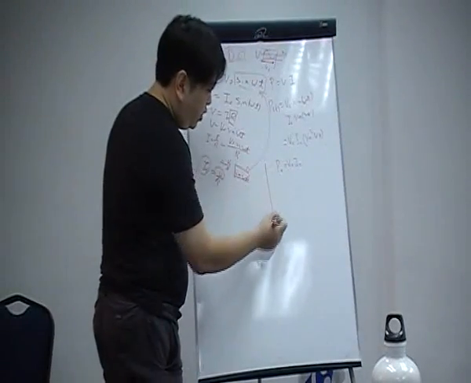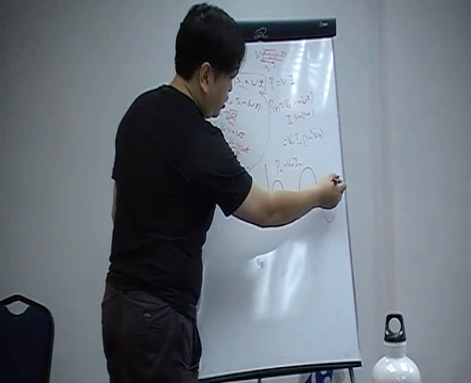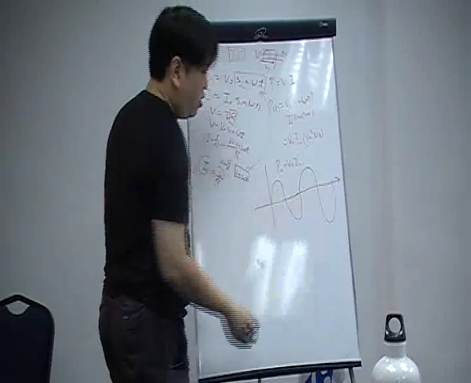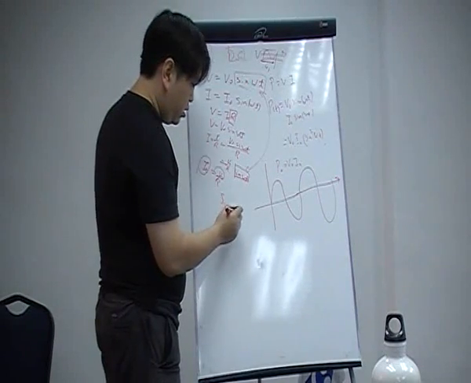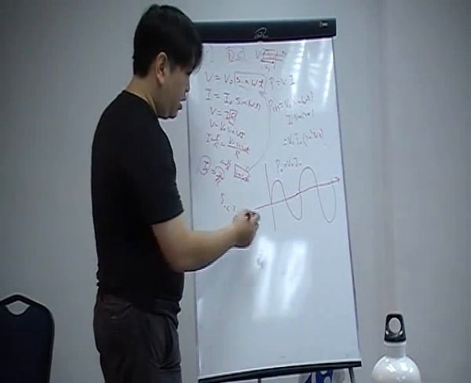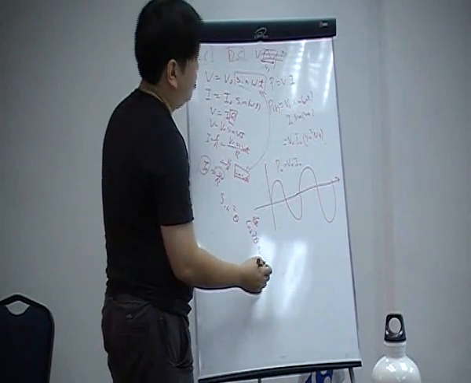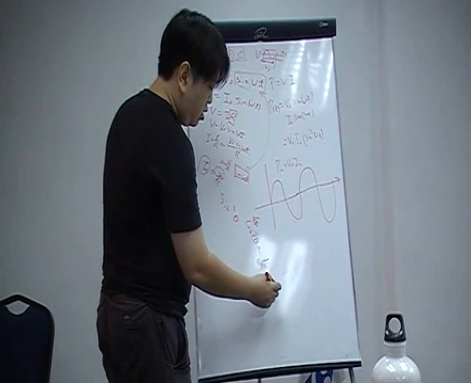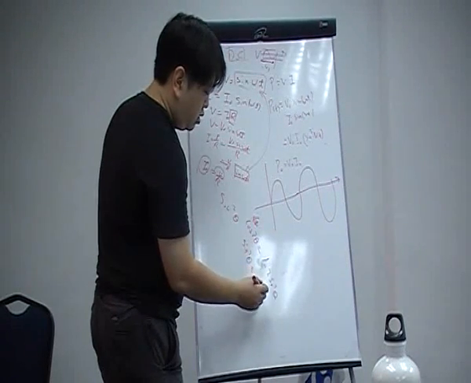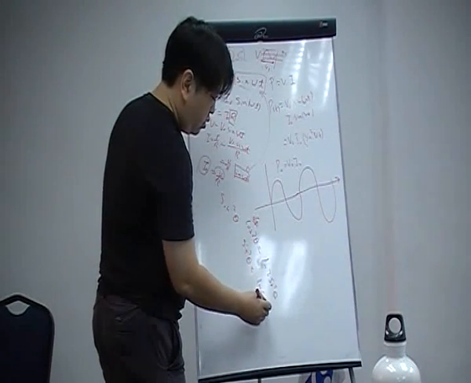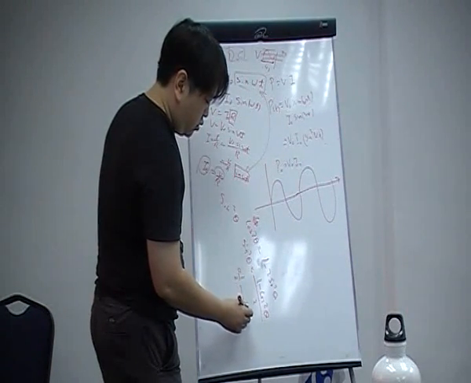Now, if V is a sine graph in this way, let's have 2 cycles. What happened to power? Power is a sine square graph. You can step it to a cosine formula: 1 minus 2 sine square theta. So we bring it over: 1 minus cosine 2 theta divided by 2. So it's half minus half of cosine 2 theta.